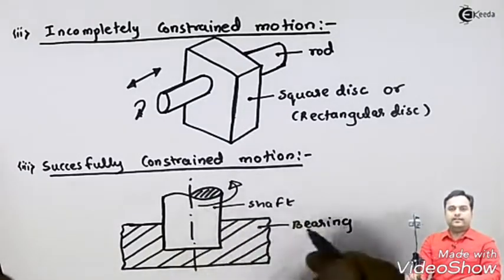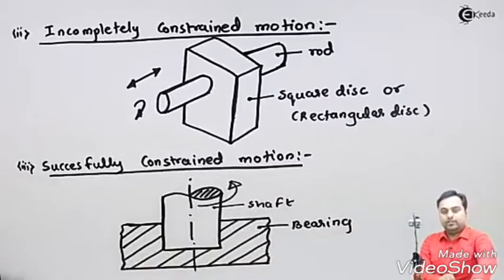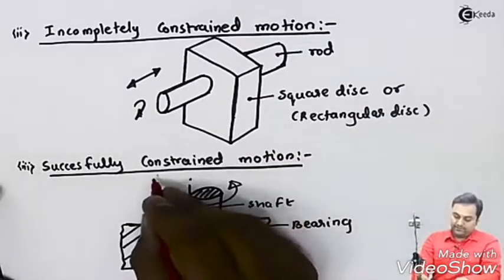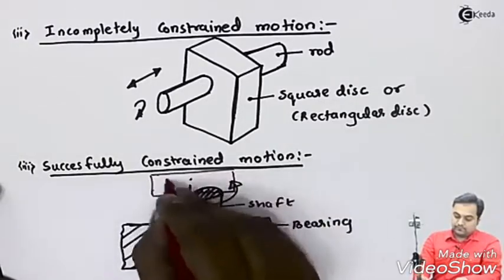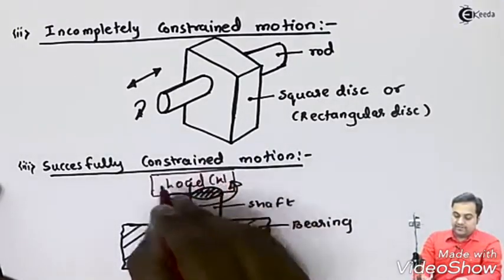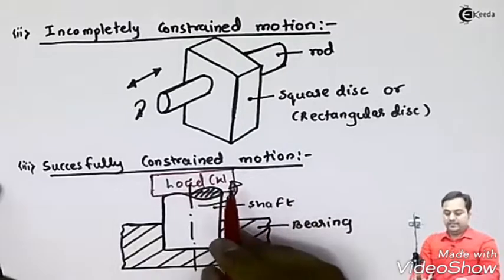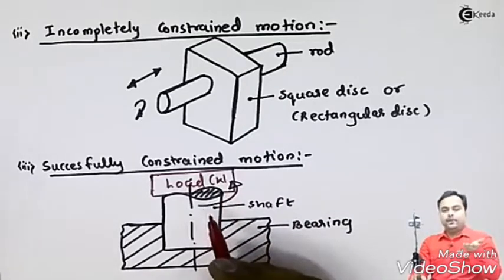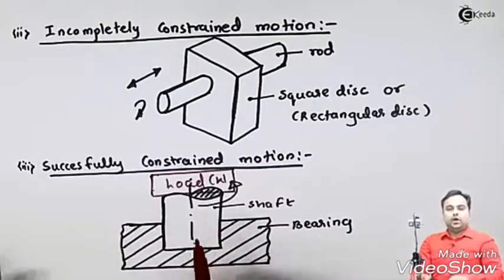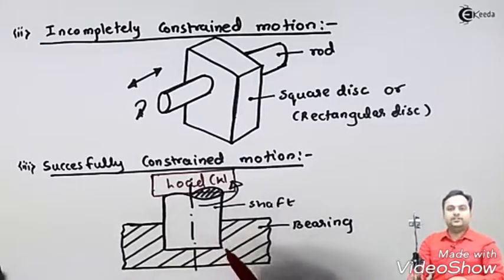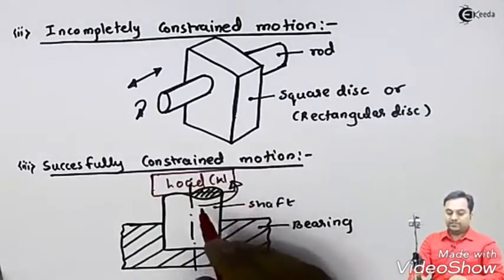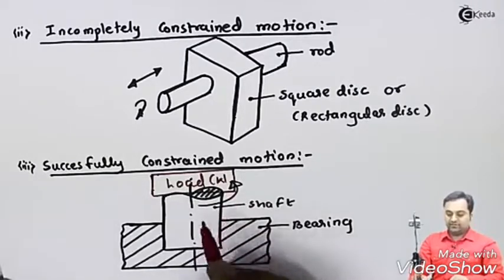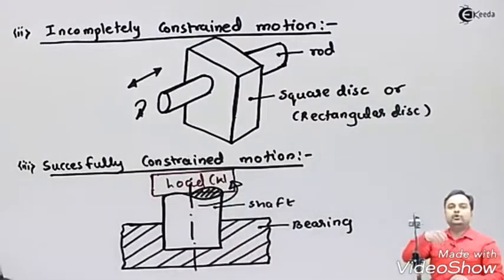Now if I want to make it successfully constrained motion, then we would place a load here, or you can say weight. Because of this weight, the shaft cannot move up. Hence we have converted incompletely constrained motion into completely constrained motion, that is, the shaft can only rotate, it cannot move up. So this is an example of successfully constrained motion.